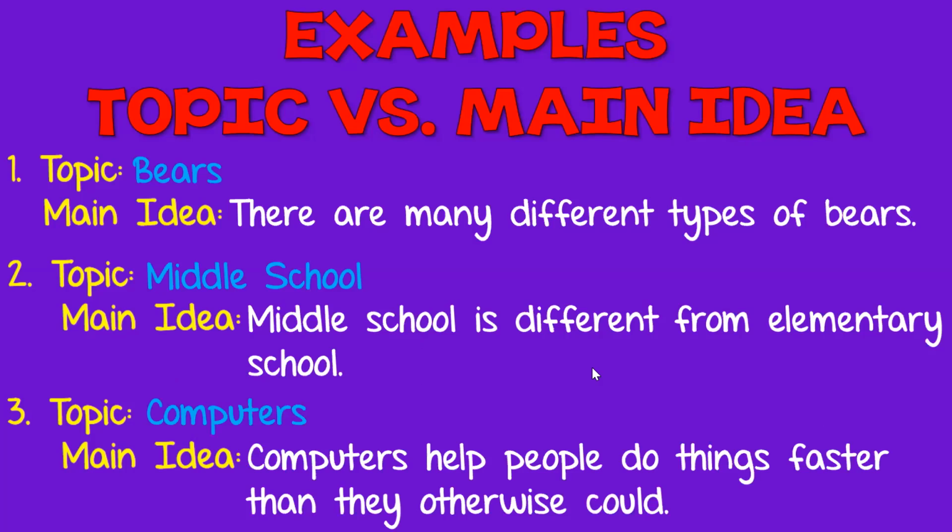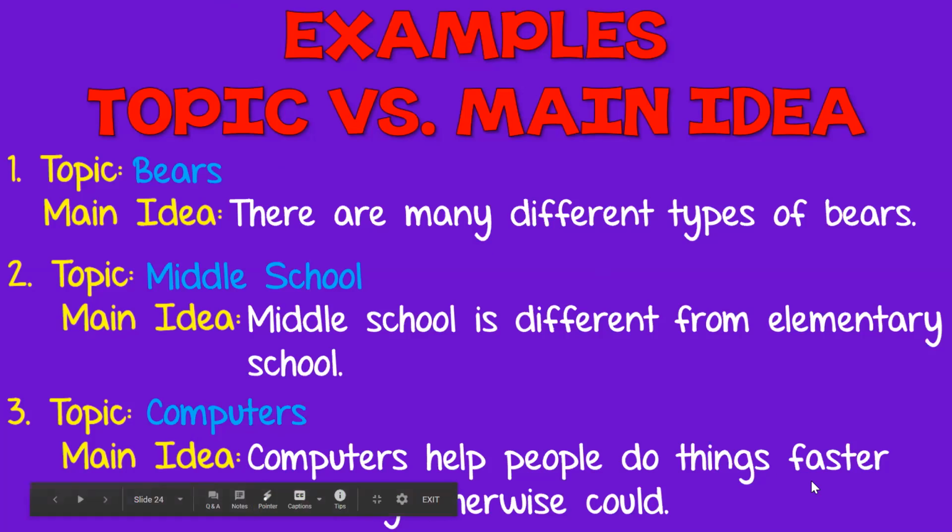Okay, one more. So you could be reading an article and the topic could be computers. But the main idea is computers help people do things faster than they otherwise could. Okay? So this main idea helps you to better understand what the article is trying to teach you, whatever the point that they're trying to get across. Okay? So you could have two different articles, and they could both be about computers, but the main ideas could be completely different. Right? So just because they have the same topic might not mean that they have the same main idea.